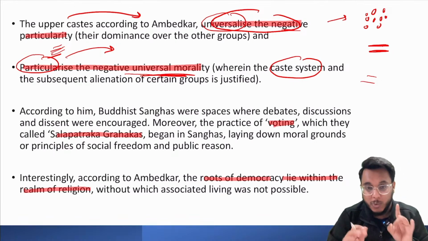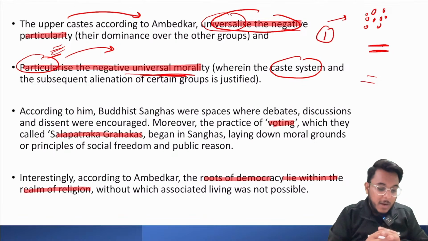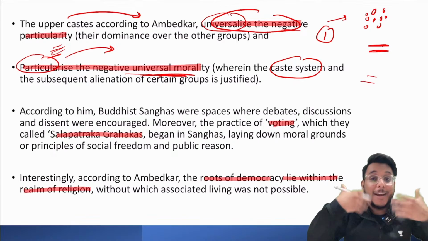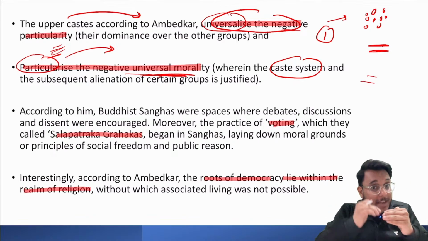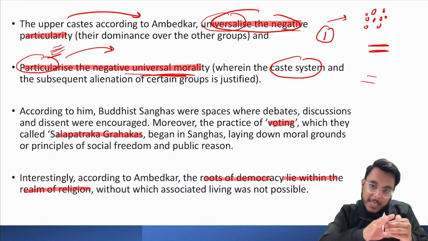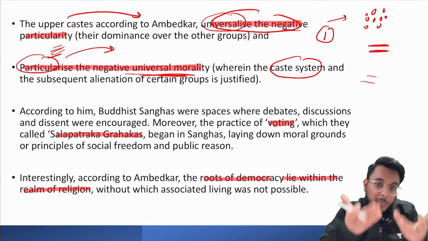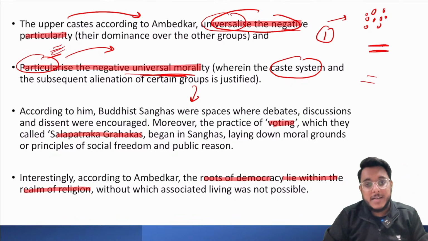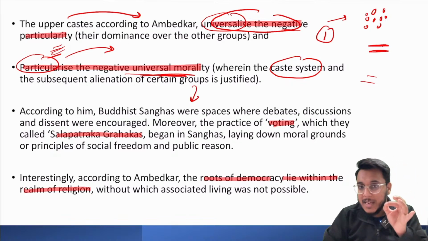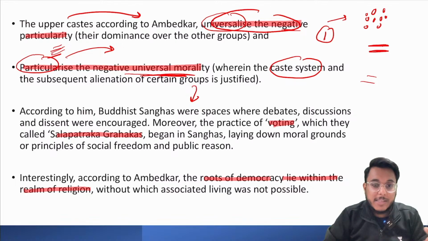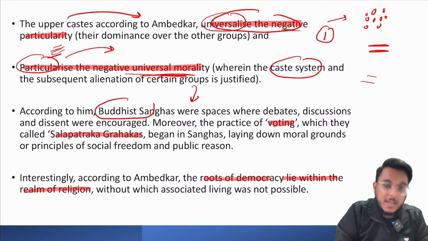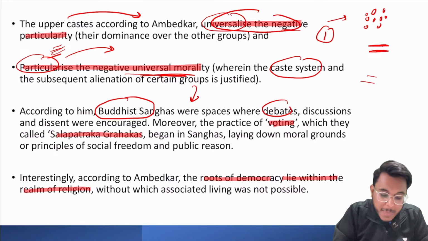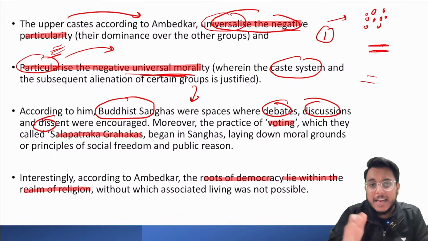So two things they do. Number one, they claim that they are dominant, and secondly, they say that we are dominant and that is moral, ethical, and correct. They will justify it from religion. All such things will happen. Now, Dr. B.R. Ambedkar provides that from Buddhism, we can learn certain democratic values. For example, he says that in the Buddhist Sangh, debates, discussion, and dissent are encouraged.